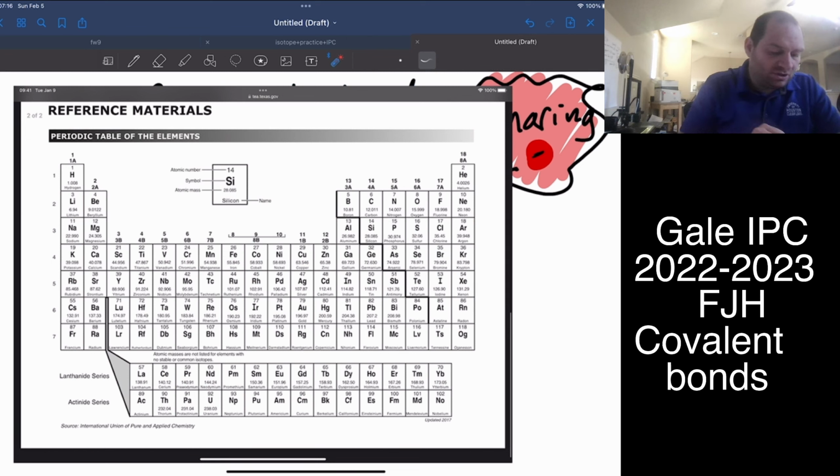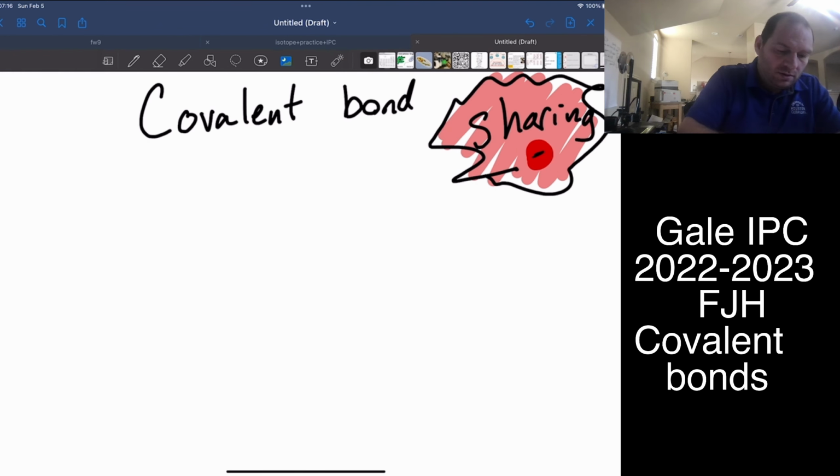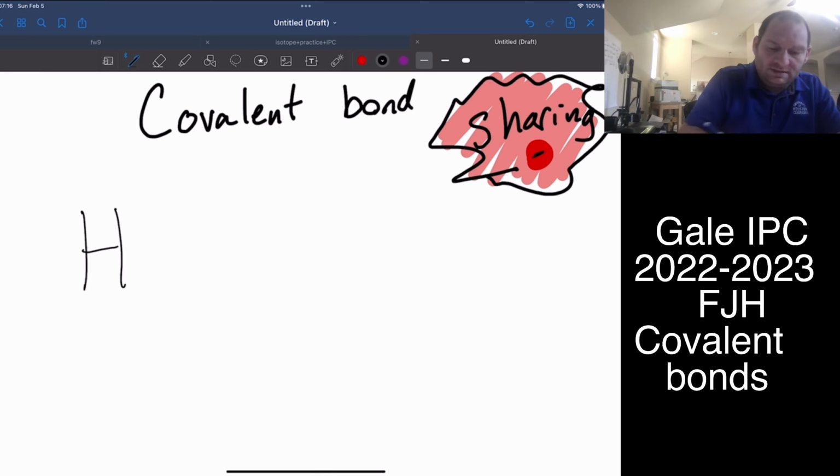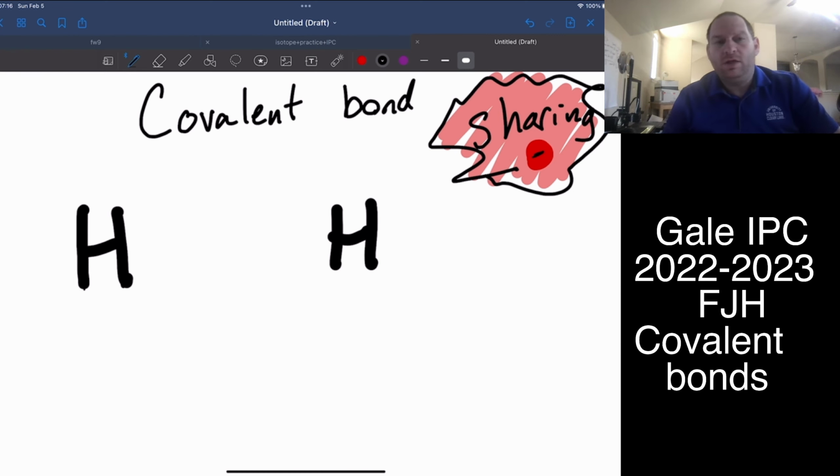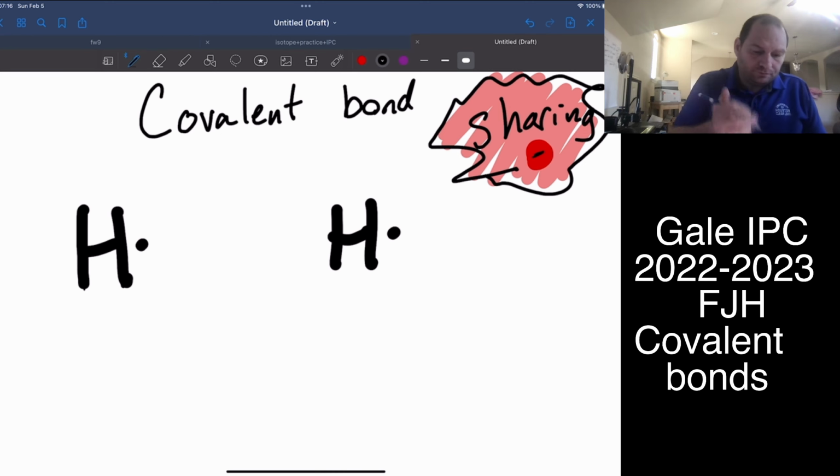Let's pick two nonmetals. Actually, let's start with something easy. Hydrogen. Let's say we have two hydrogens. And we have hydrogen by itself. Another hydrogen. Now remember, they have one valence electron each, and there's the Lewis structures. I know we've already done part of this, but now we're adding the bonding piece on what it actually means.